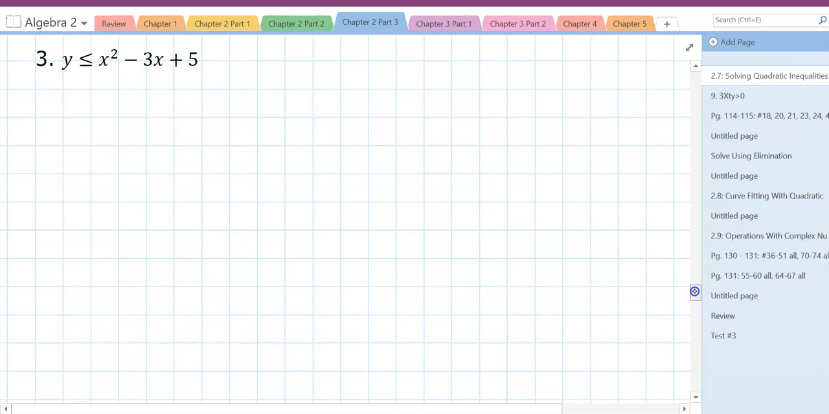No, you won't have to write if it opens up or down. All right, go ahead and try number 3 all by yourself.